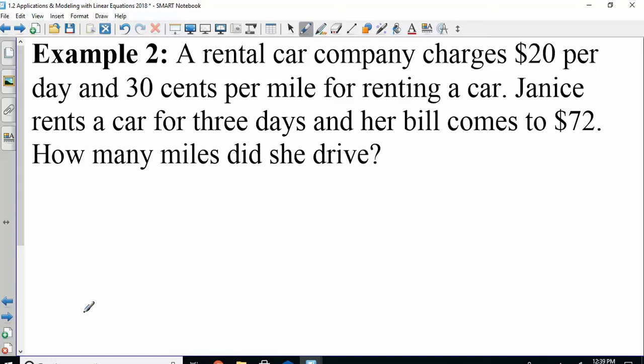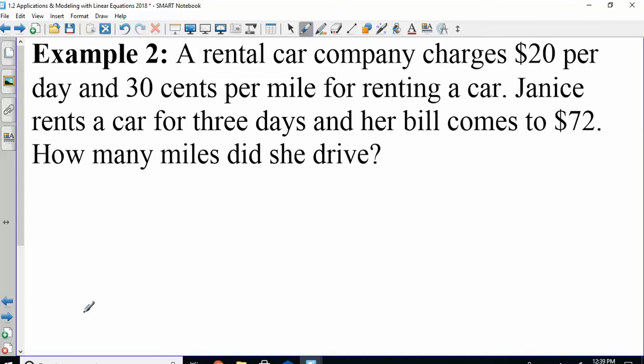A rental car company charges $20 per day and 30 cents per mile for renting a car. Janice rents a car for 3 days and her bill comes to $72. How many miles did she drive? Is this a problem where drawing a picture is going to help me? No. So we have to define our variable somehow. Let's do it in words then.